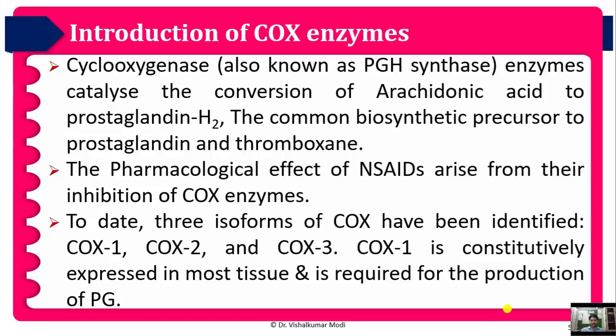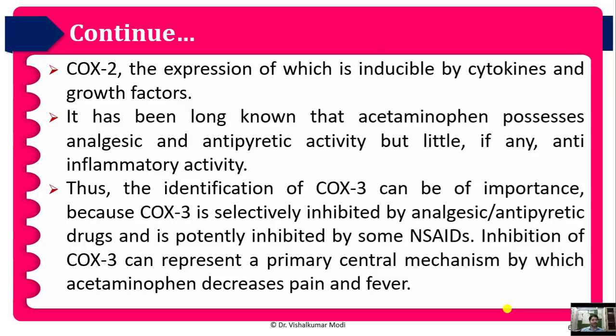Introduction of COX enzyme. Cyclooxygenase, also known as prostaglandin H synthase, catalyzes the conversion of arachidonic acid to prostaglandin H2, the common biosynthetic precursor to prostaglandins and thromboxane. The pharmacological effect of NSAIDs arises from their inhibition of COX enzyme. To date, 3 isoforms of COX have been identified: COX-1, COX-2 and COX-3. COX-1 is constitutively expressed in most tissues and is required for the production of prostaglandin. COX-2, the expression of which is inducible by cytokines and growth factors.